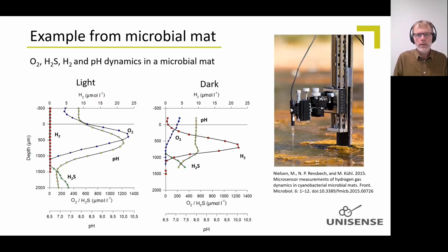Then right after sunset, in darkness, a peak of hydrogen suddenly appears, up to 22 micromolar of hydrogen. Oxygen has now decreased to a low level compared to the light situation, and the sulfide profile moves up and follows the bottom of the oxygen profile.